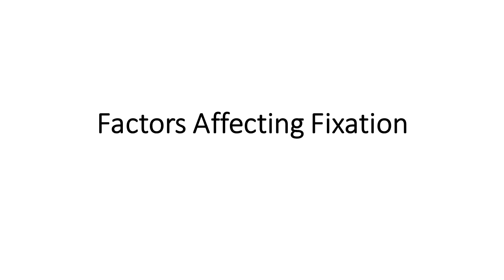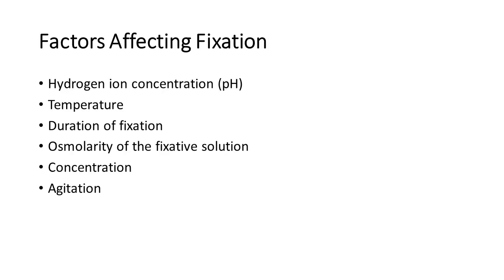Good morning everyone. Today we are going to discuss the factors affecting fixation. There are so many factors affecting fixation. These are the examples: hydrogen ion concentration, that means pH of the fixative, the temperature of the fixative, the duration of the fixation, the osmolality of the fixative solution, the concentration of the fixative, and the agitation. These are the factors that affect the fixation.